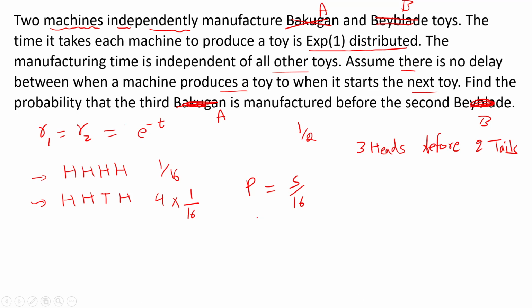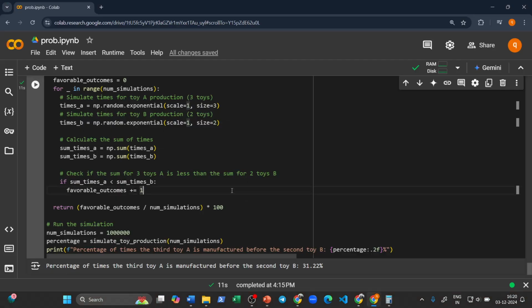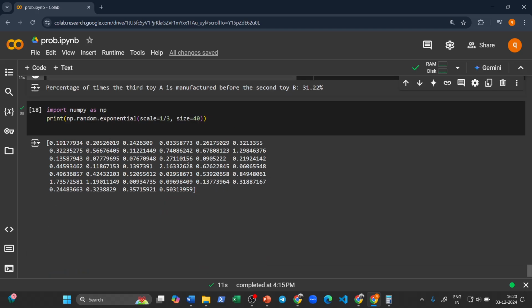We can also check with a computer program that this is indeed how to solve it. So we have an exponential time production, and scale is 1, which means scale is 1 by lambda. So we run this, and I can show you how to run this.